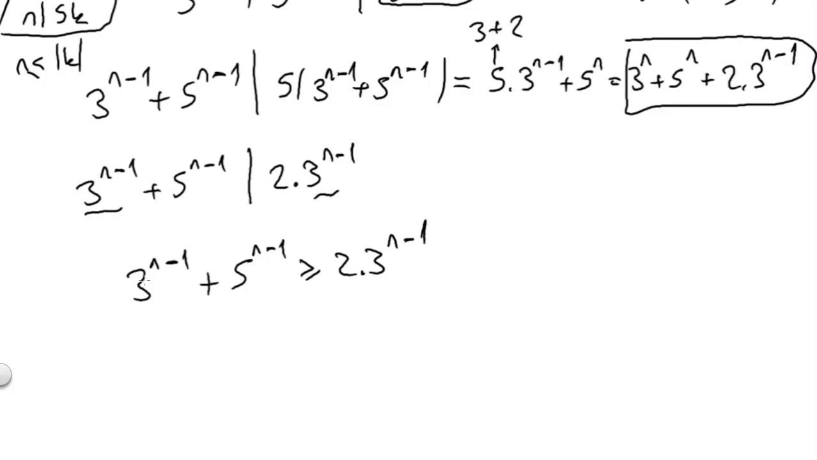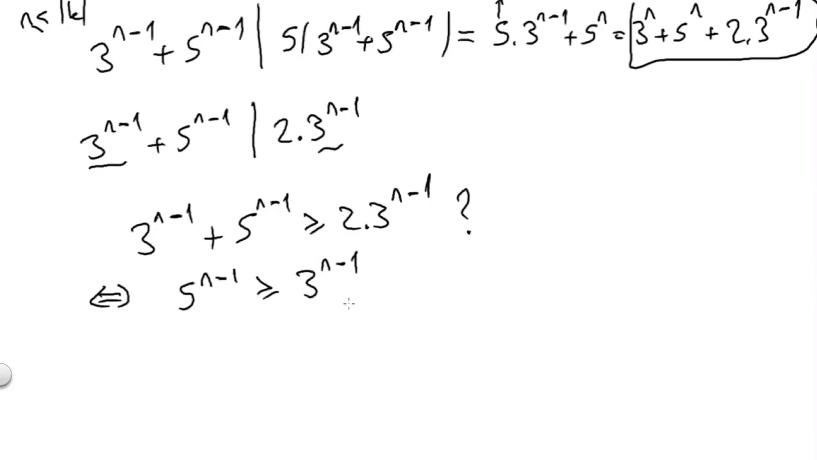But here I'm checking, is this true? Well, this is true if and only if... I can just send this to the right hand side. Normally you can't assume that this thing is true and then do stuff, but if you use if and only if, this is valid. So you can just send this to the right hand side. This gives you 5^(n-1) greater or equal than 3^(n-1).